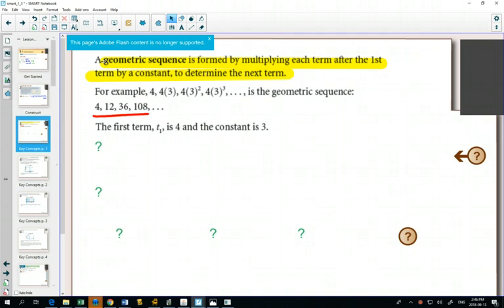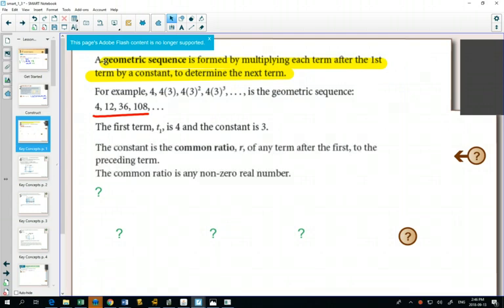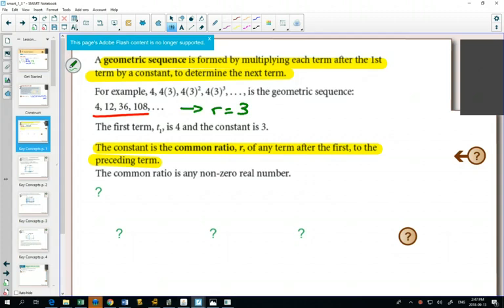In arithmetic sequences, we were adding by the same thing, and we called what we were adding a common difference, and we use the letter D. In geometric sequences, when we're multiplying each time, we call it common ratio, and we use the letter R. So in this case, right here, we would say that R is equal to 3 because we're multiplying by 3 each time.